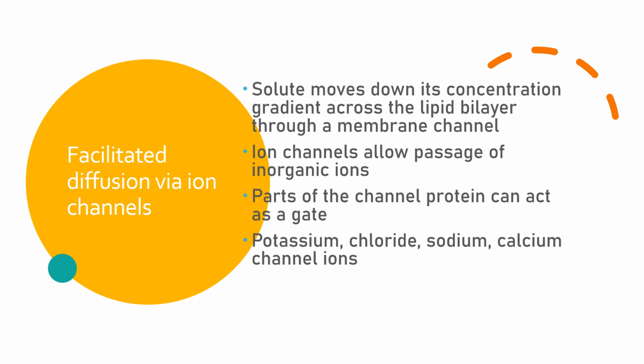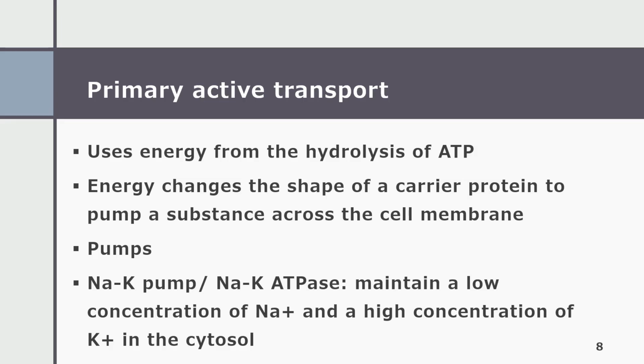In contrast to carrier proteins, there is no change in shape because there is just an opening. The gates will open and then the gates will close for your ion channels. Parts of the channel protein can act as a gate. You have ion channels for potassium and chloride, and the most numerous are ion channels for potassium, and the rest of your ions.